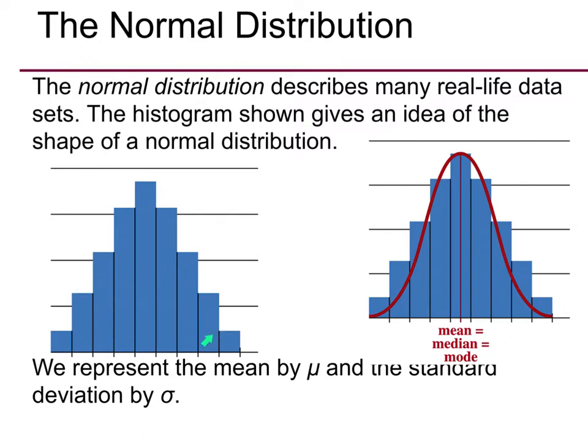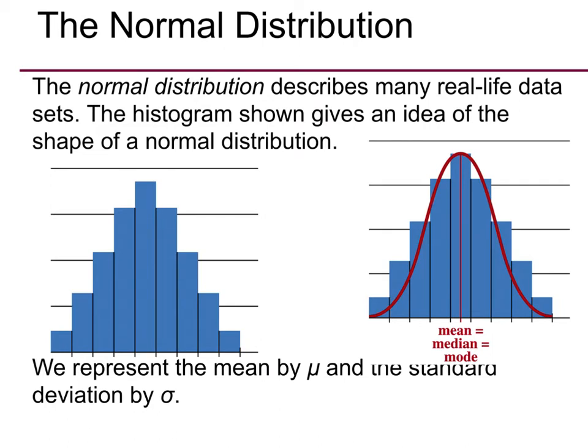A distribution is just what a data set looks like as a histogram or as a tally table. A distribution is just a collection of data. But the normal distribution describes many real-life data sets. That's why we use the word normal. Real-life data sets tend to look normal. The histogram shown gives an idea of the shape of the normal distribution. So you have your highest frequencies in the middle of the distribution, and then you trail off in a somewhat symmetric manner as you go out from the center.